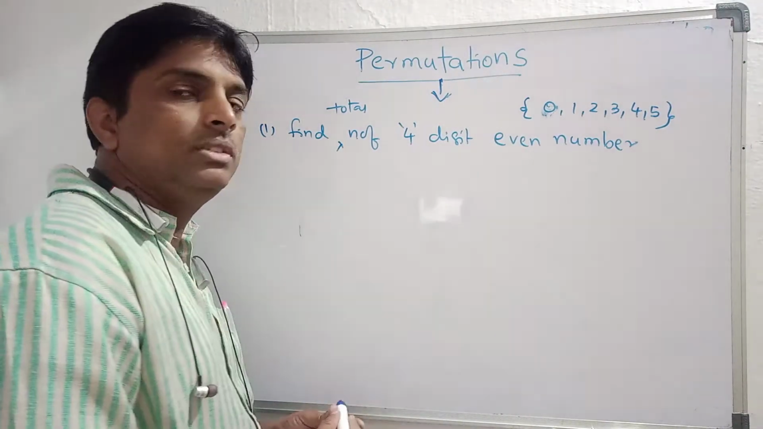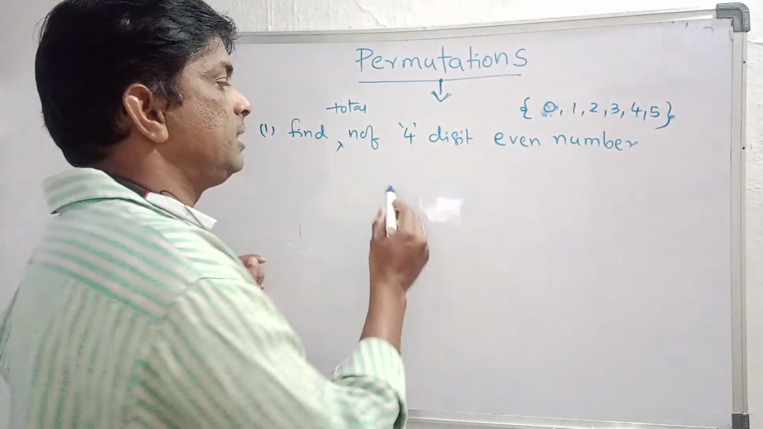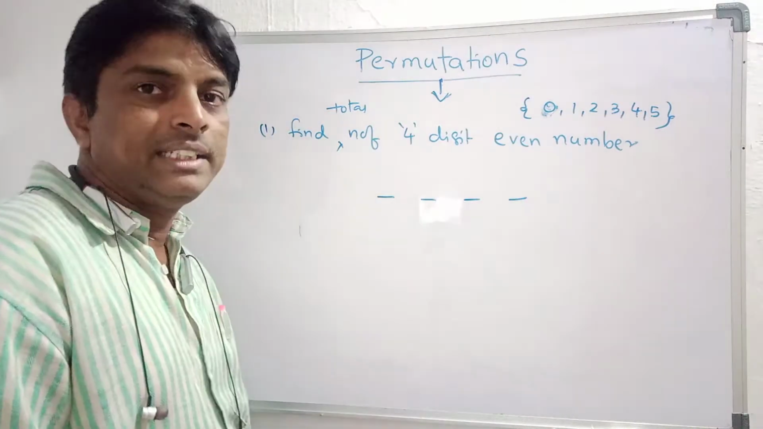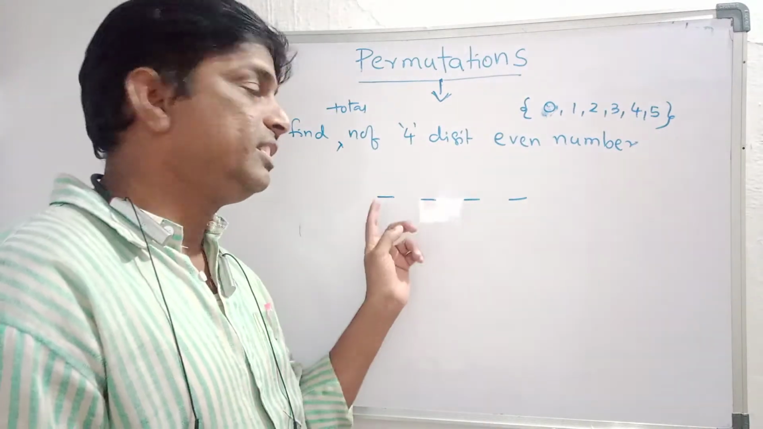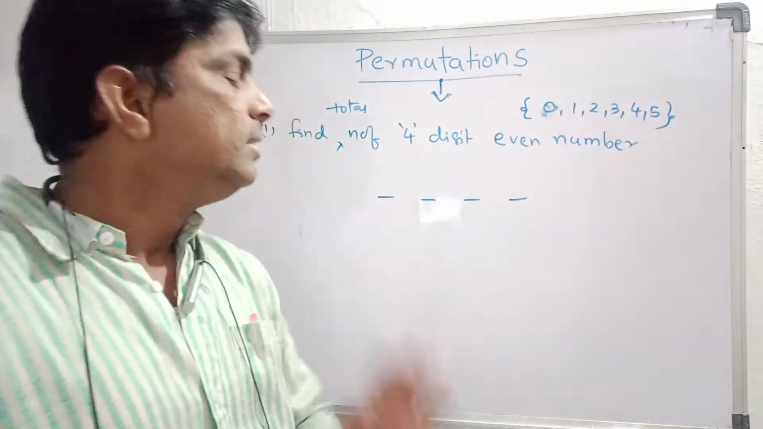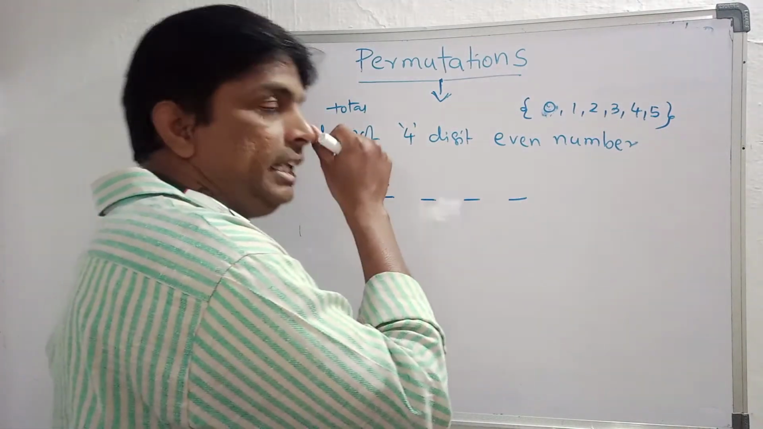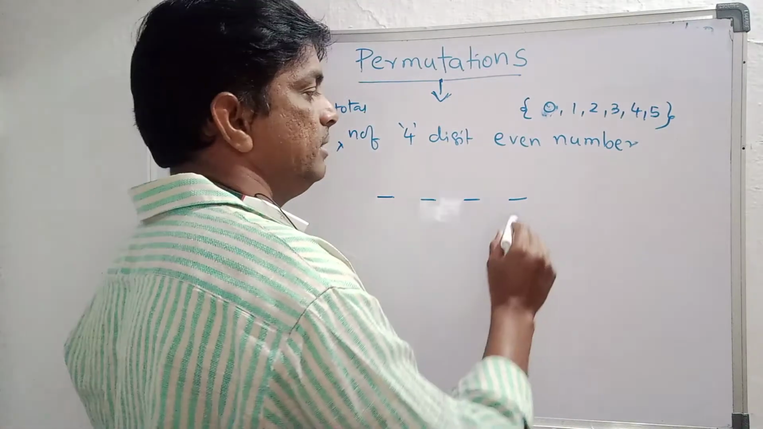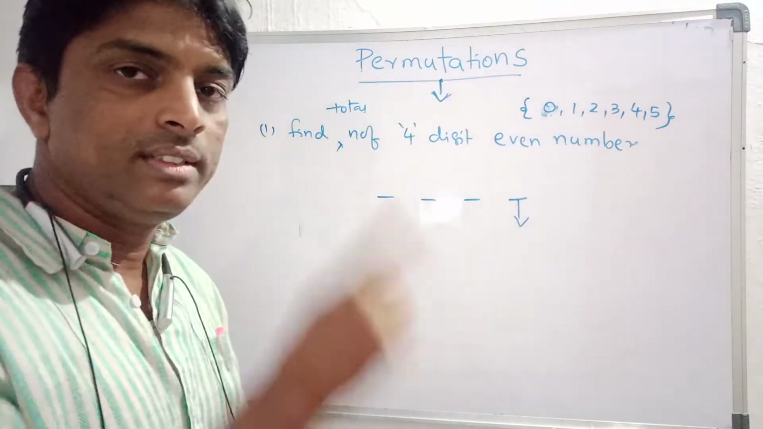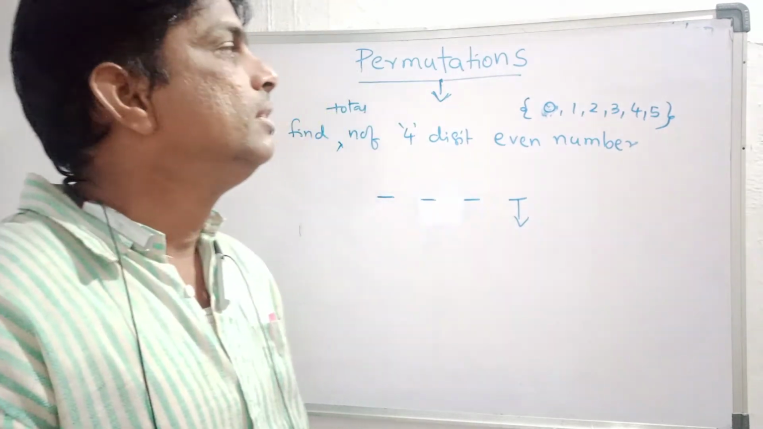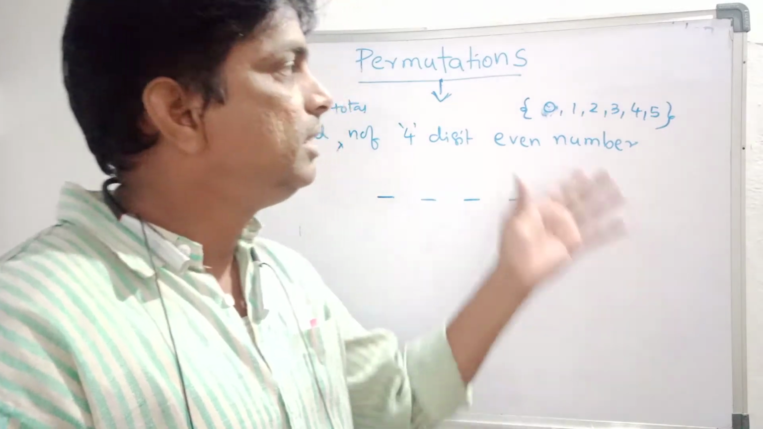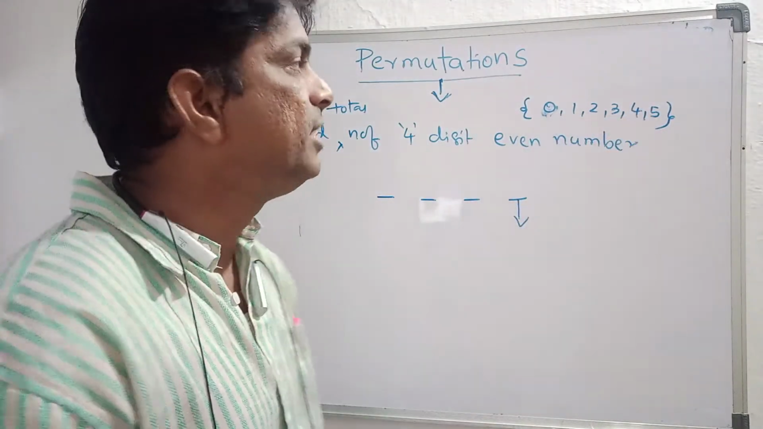Since I need to get a 4-digit number, I need 4 places. And my task is complete only after filling the first place and the second and the third and the fourth. Now, since it must be an even number, the last digit has to be filled with an even number only. The last digit should be an even number. So now tell me, the last digit has to be filled with an even number. Now let's see how many even numbers are available in my set.